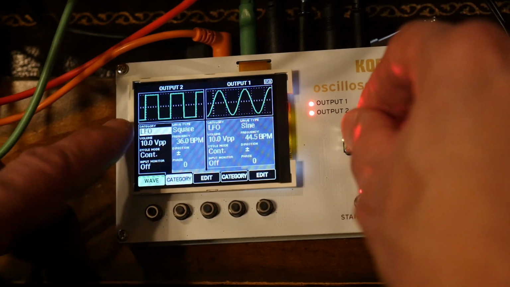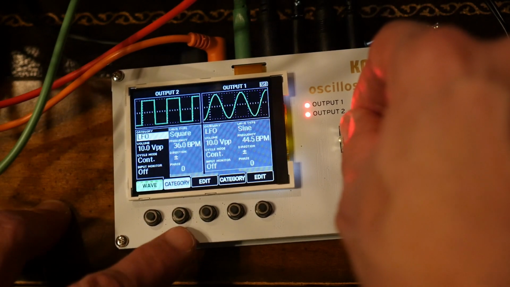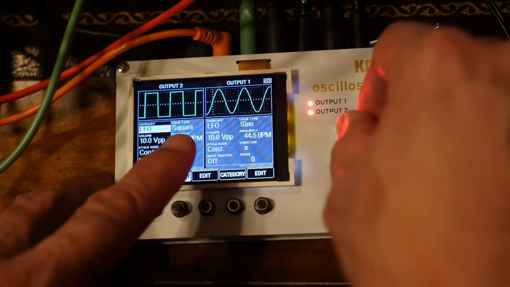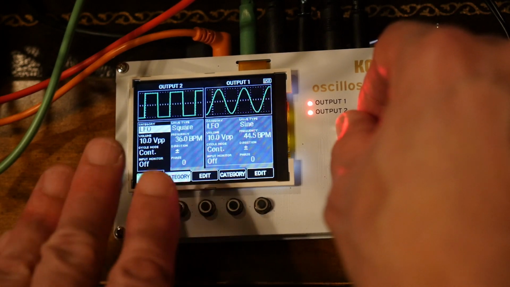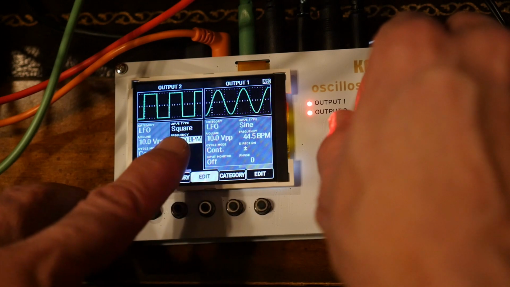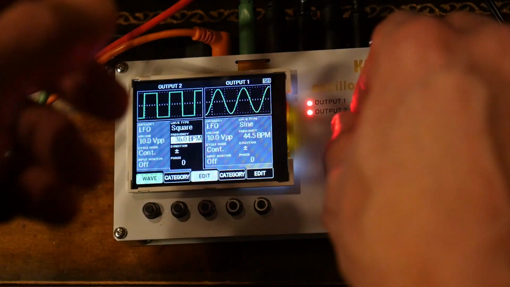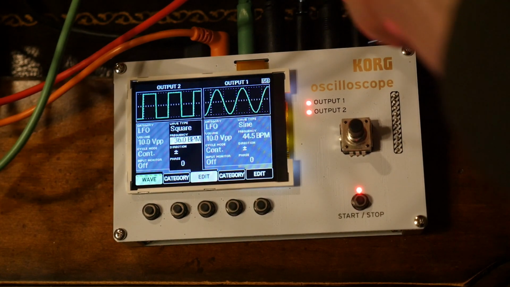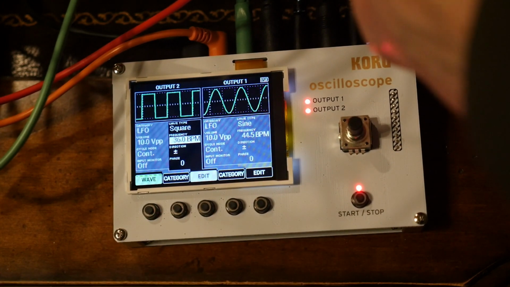So I'm using LFO square wave right now. I can change the wave type and the rate by clicking the edit button on this half of the screen. Right now I'm at 36 BPM. I'll change the volume on my synthesizer so you can hear the difference as I change that.